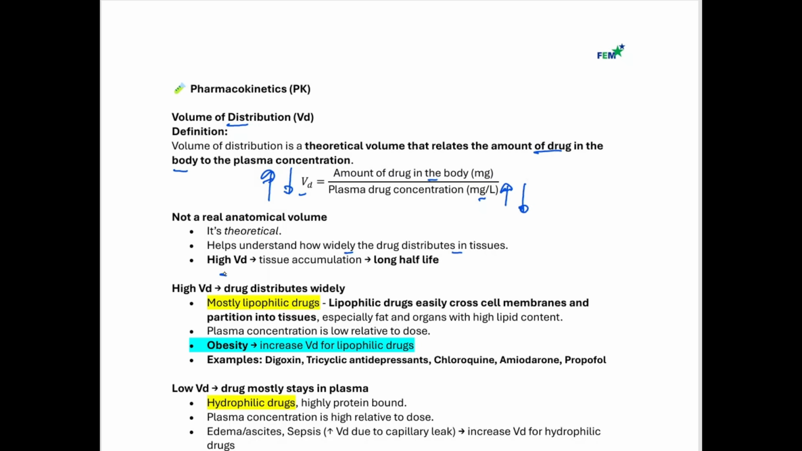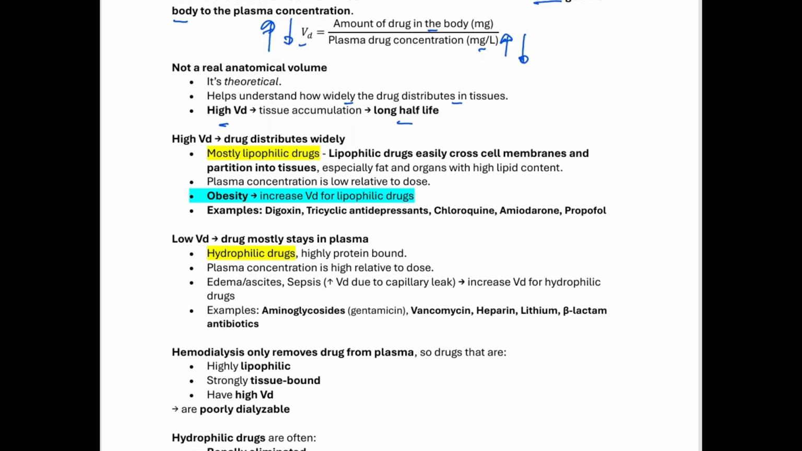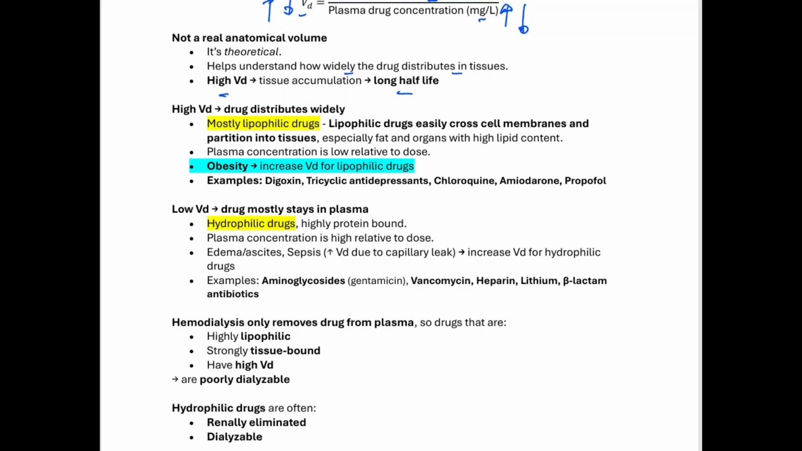If you have a medication that has a high volume of distribution, like I mentioned earlier, that medication will be accumulating in the tissue because it's widely distributed into the tissue. And it's going to take a very long time to get that medication out of the system. So that means those medications are going to have a very long half-life. When we look at medication with high volume of distribution, those drugs, like we mentioned, distribute widely.